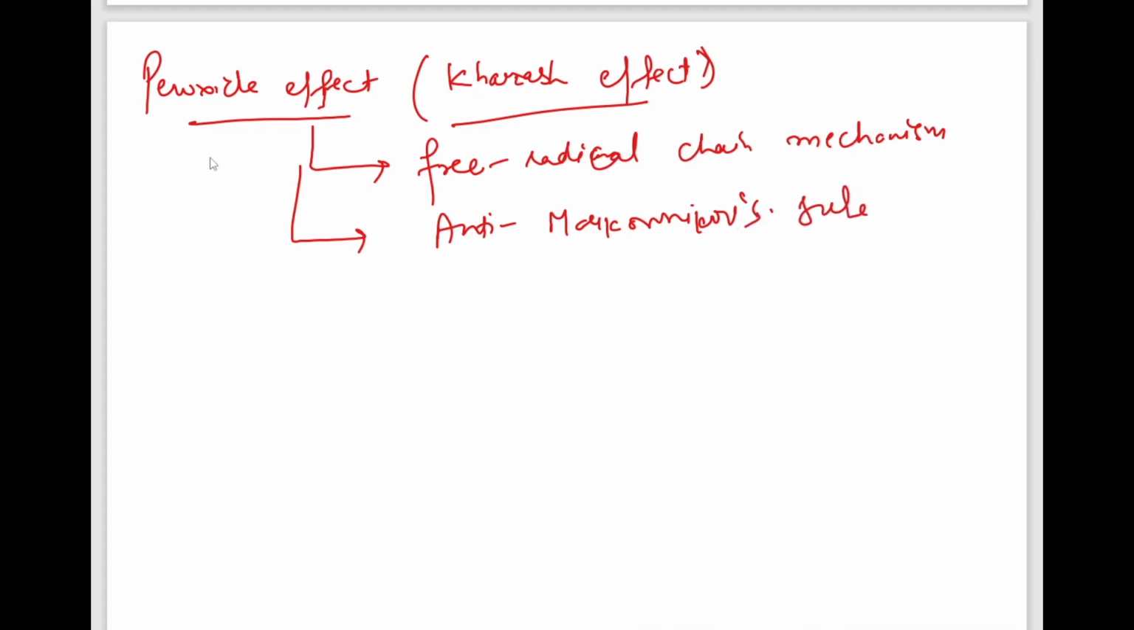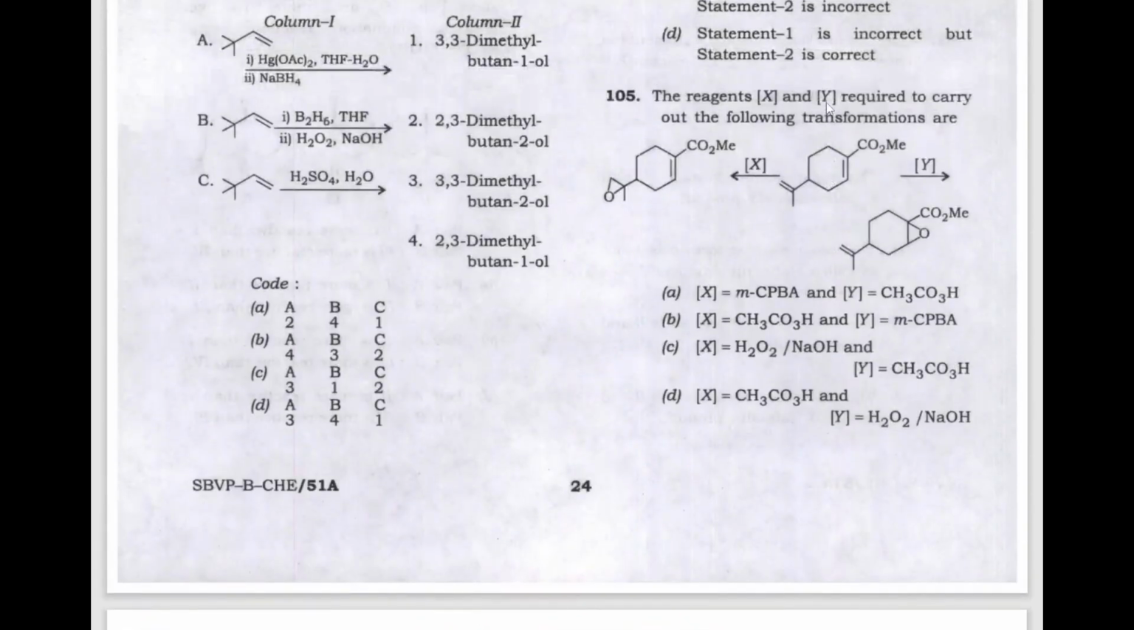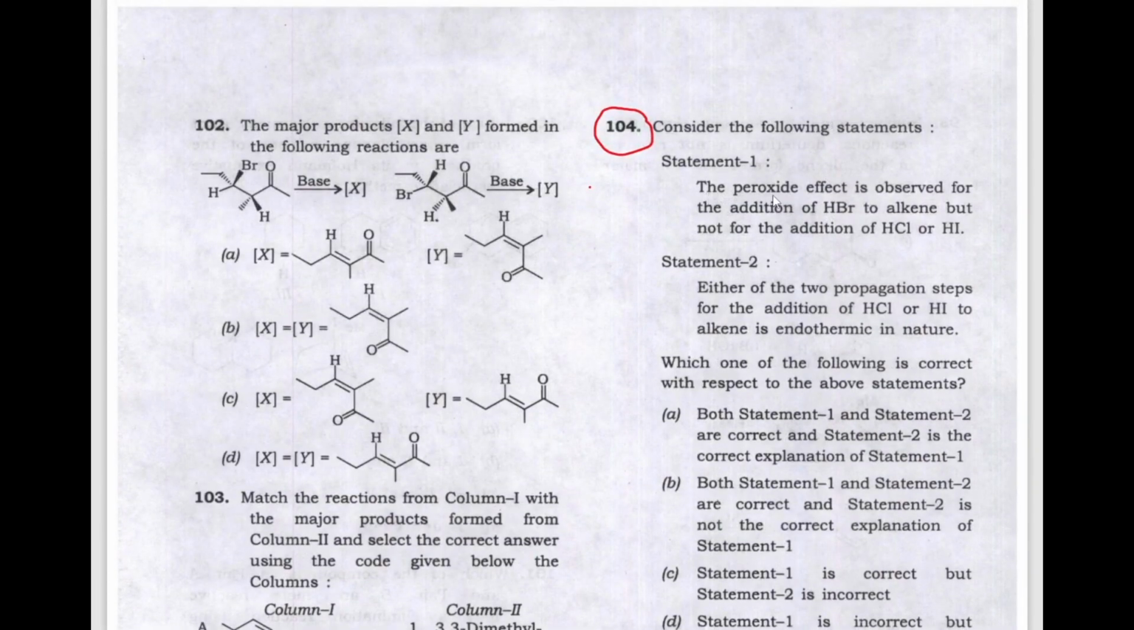If we consider the two statements, in the first statement they said the peroxide effect is observed for the addition of HBr to alkene, but not for the addition of HCl or HI. So this statement is correct. The peroxide effect is valid only for HBr, not for HCl and HI. In the second statement, either of the two propagation steps for the addition of HCl or HI to alkene is endothermic in nature. So this statement is also correct.